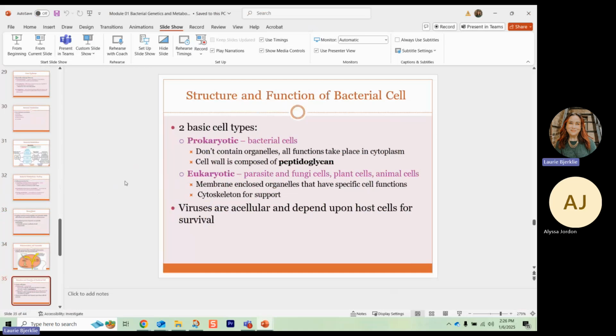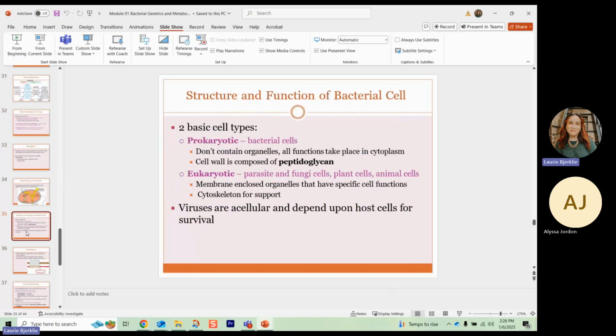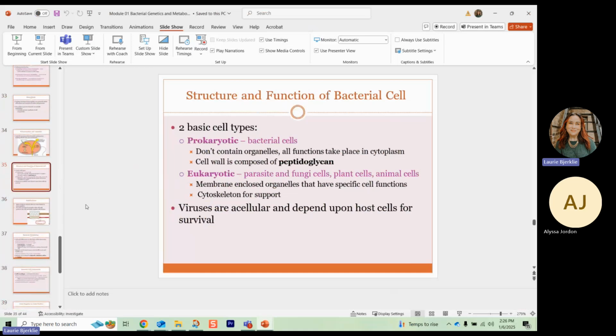All right, so now getting into some more of the goodies that we need to know for what we're going to move forward with. Structure and function of bacterial cells. So again, I said earlier, prokaryotes, eukaryotes. So bacteria are the prokaryotes. We already discussed that. Parasites, fungi, plants, and animals are all eukaryotes.